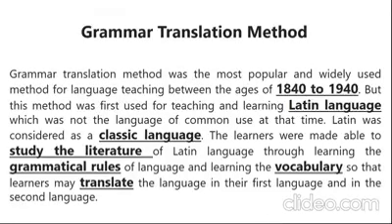Grammar translation method. Grammar translation method was the most popular and widely used method for language teaching between the ages of 1840 to 1940. But this method was first used for teaching and learning Latin language, which was not the language of common use at that time. Latin was considered as a classic language. The learners were made able to study the literature of Latin language through learning the grammatical rules of language and learning the vocabulary, so that learners may translate the language into their first language and the second language.